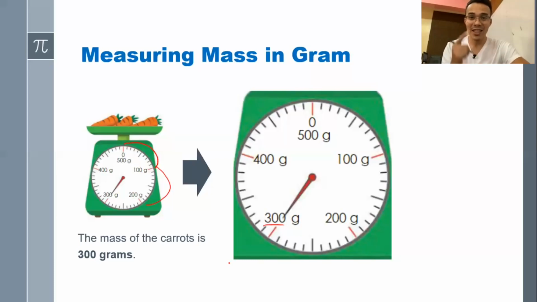Sometimes the needle is not pointing to a number. What are we going to do? We have to know how to count and how to read the scales in the weighing scale. This is 0 gram, 100 grams, another red mark, 200 grams, another red mark, 300 grams. In other words, we are just going to skip count by 100.